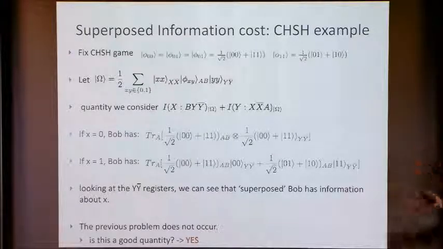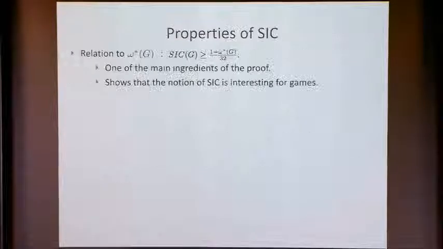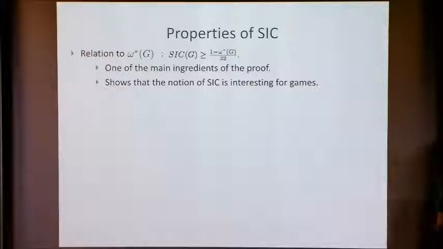We know that at least for the CHSH game, when we take this weird sum of mutual information, we get something that looks better, right? And so this problem does not occur. And is this a good quantity? Yes. So what are the properties of the superposed information cost?